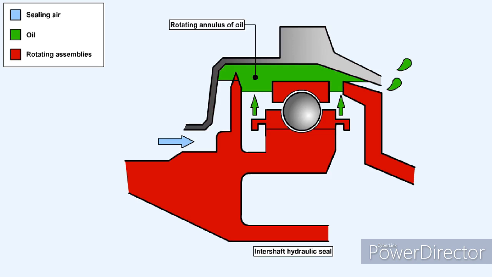The intershaft hydraulic seal is an example of the first type of labyrinth seal mentioned in this lesson. The fin, or fins, rotate close within an annulus of oil. Any deflection of the shaft will cause the fin or fins to enter the oil, and the seal will be maintained without generating any undue friction or heat.